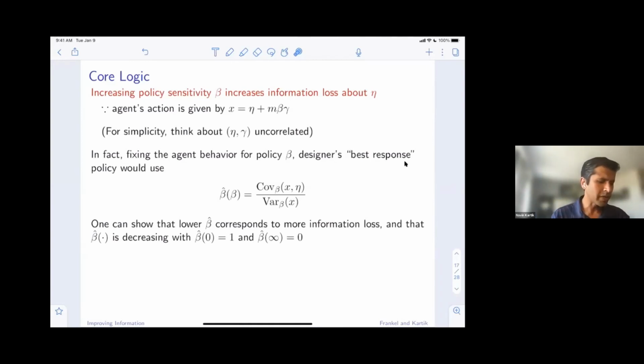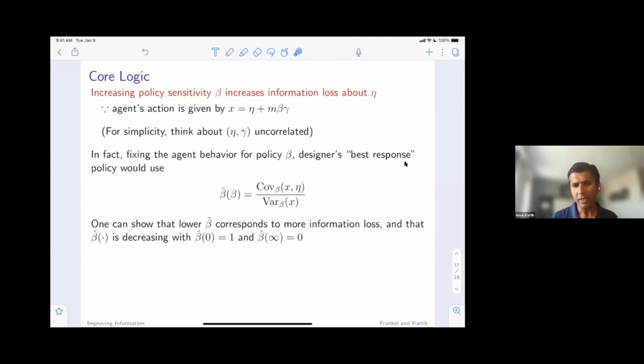So one can show that lower beta hat corresponds to more information loss. Intuitively, if the designer, in response to what the agent is doing, wants to put less weight on the agent's action, then this means that the designer is actually getting less information from the agent's action than if the designer wants to put more weight on it, right? That's intuitive, and one can show this formally: a lower beta hat corresponds to more information loss, and moreover, beta hat is actually a decreasing function going from 1 to 0.